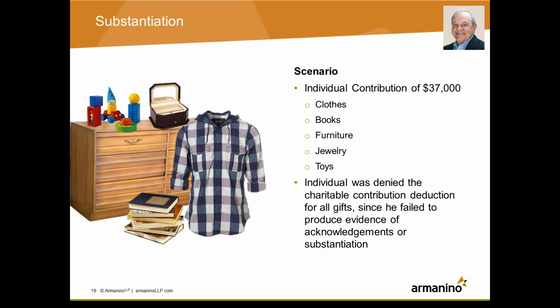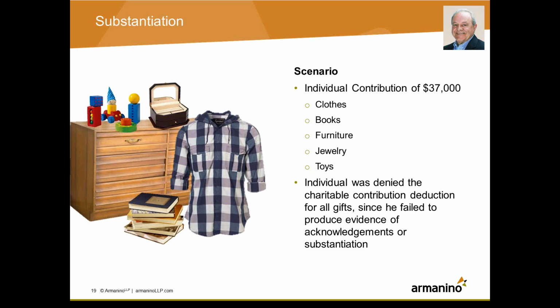I think you may remember that the case that came out most recently is one that sort of tugs at you a little bit. The individual family contributed a whole mess of things to a variety of charities in their community, as you see: books, furniture, jewelry, toys, clothes. They claimed just over $37,000 in charitable deductions. The IRS denied it, they litigated it, and ultimately, as you see in the bottom bullet point, the family was denied the charitable contribution deduction for everything, since the individual here didn't show any evidence of substantiation or acknowledgments.